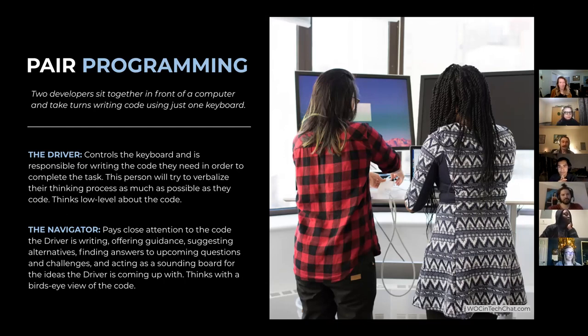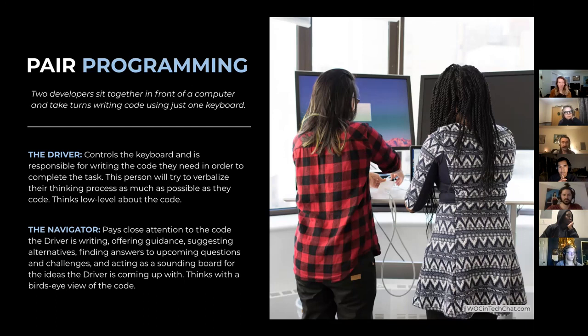Between those two people, the driver is the person who's currently in control and actually responsible for writing the code. This person verbalizes their thinking process out loud as they're coding, and communicates as much as they can with the navigator, saying things like, okay, I think we need to do this, this, and this to achieve our current goal. What do you think about that? They're ultimately the person thinking at the lowest level, primarily about the code.